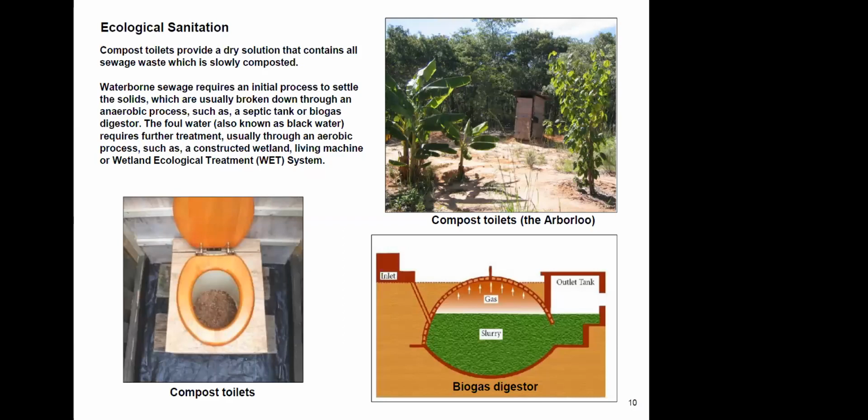But the biogas digester can be used as part of a longer process. So, for example, you can put your human manure in there. You can therefore get methane for cooking. And then what comes out of the biogas digester is still actually fertile.